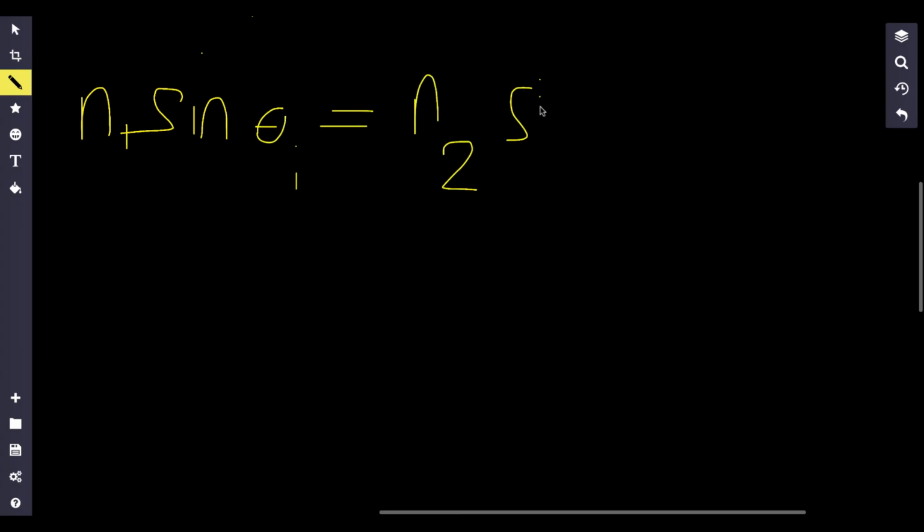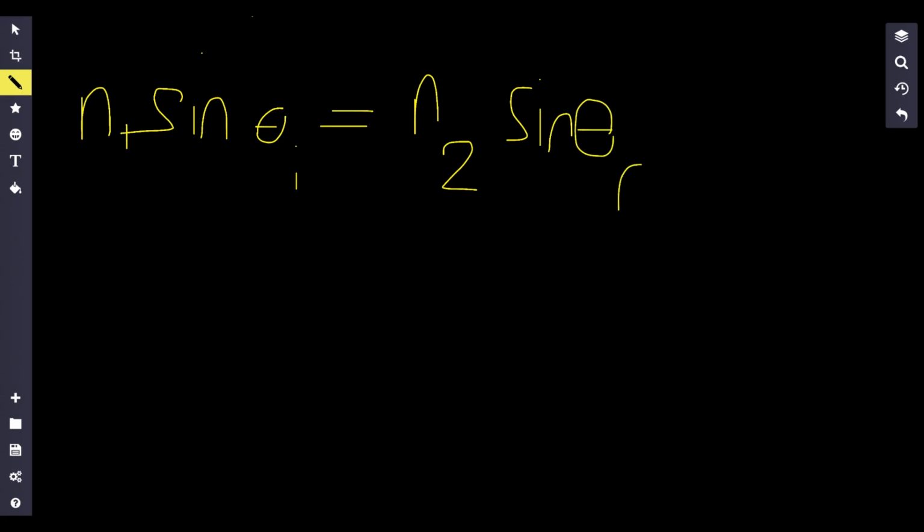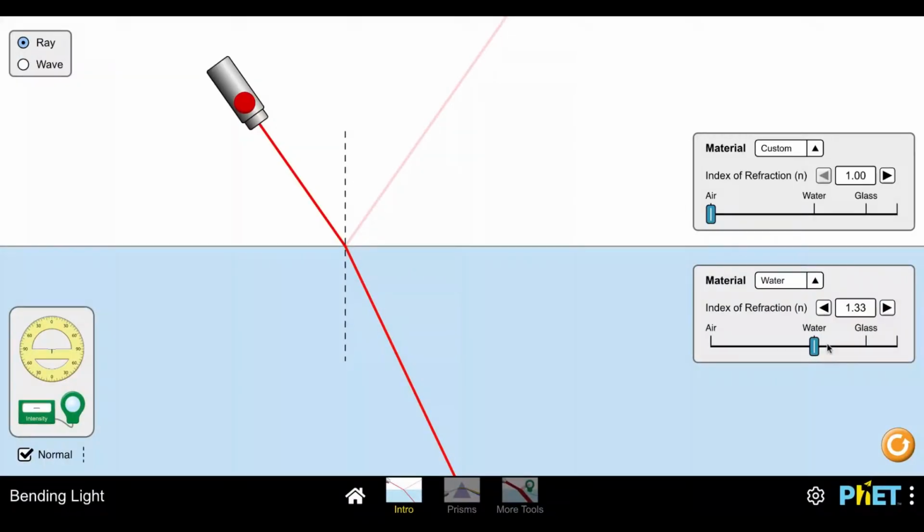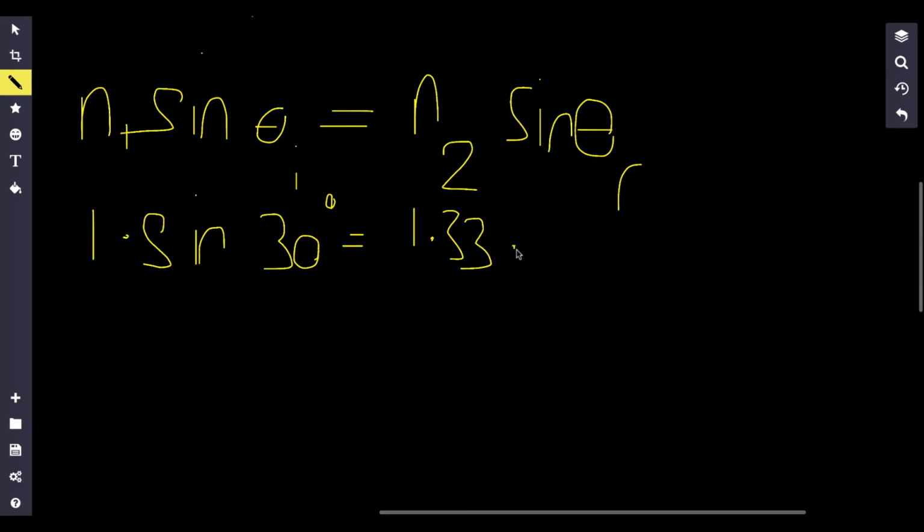So here's what you do. Remember Snell's law: sine of the angle of incidence is equal to the index of refraction for the second material multiplied by sine of the angle of refraction. So light goes from air, which has an index of refraction of 1, and we're pointing this at 30 degrees. That's equal to the index of refraction for water, which is 1.33, multiplied by sine of the angle of refraction. This is what we're solving for.